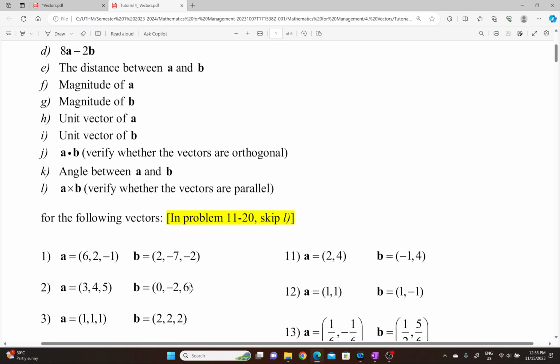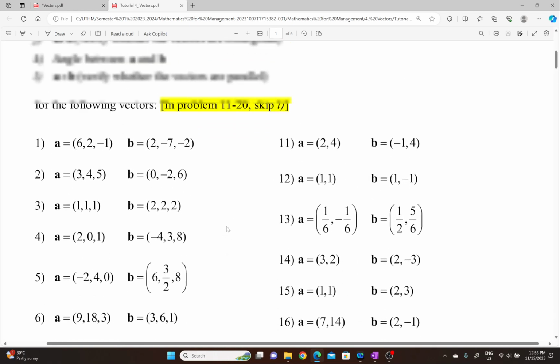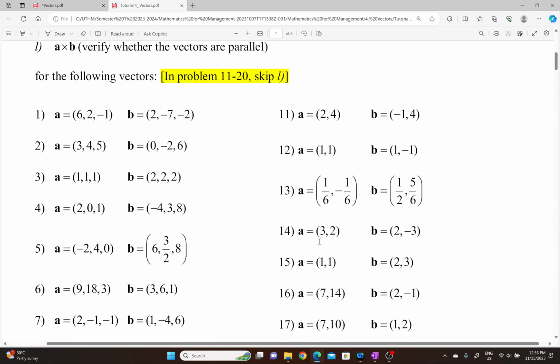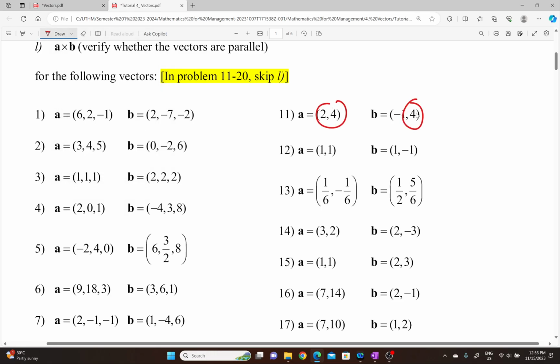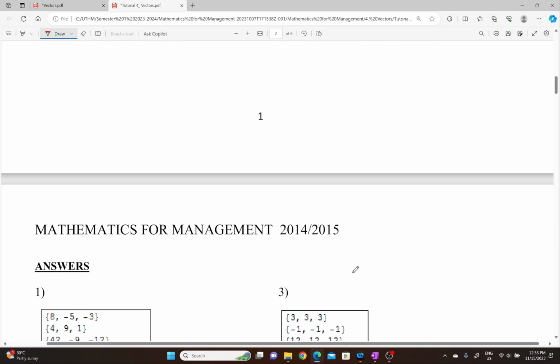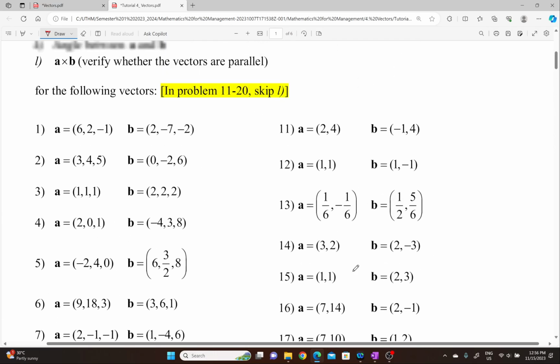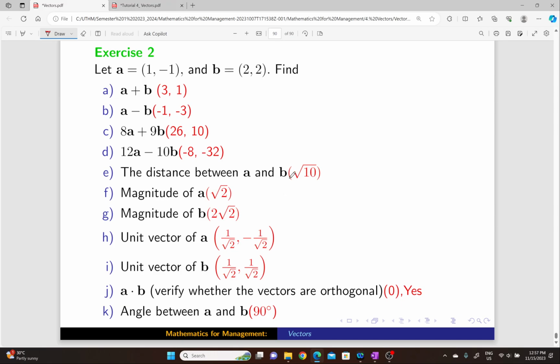Okay. And as I told you, in problems 11 to 20, skip the cross product because these are vectors in 2D. You can see two numbers only, vectors in 2D. This one is vector in 3D. Okay. So that's all. Hope you all practice this. It's quite an easy chapter, vector. I just want you to know all these operations, how to get this. Just algebraic computation here. All right.